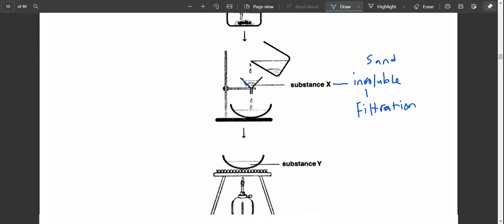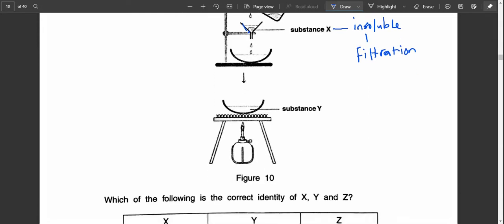And the third one, you can see that they heated up the water until it evaporated, and substance Y will remain there. Okay, so substance Y is something that is soluble in water, and if a substance is soluble, you have to heat it up by this method. So you can see that there's a Bunsen burner heating up the substance Y in an evaporating dish until only substance Y is left behind. So this method is called evaporation.